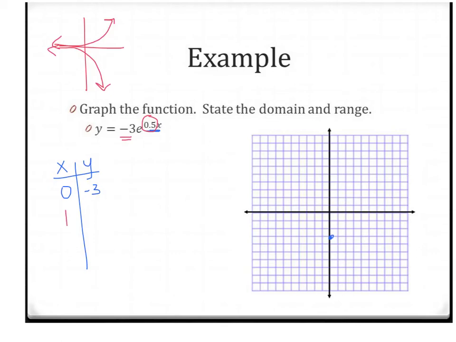We're going to go over now to 1, and I would just type it in your calculator: negative 3e to the 0.5. We get negative 4.946, so 1 and almost to negative 5. And then we'll come back and do negative 1. And I get negative 1.8196.